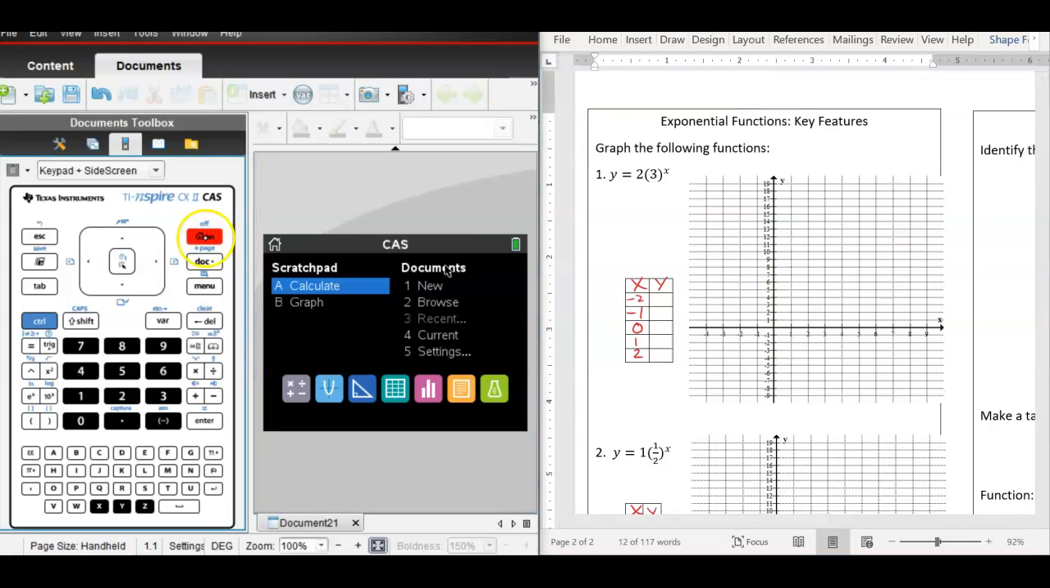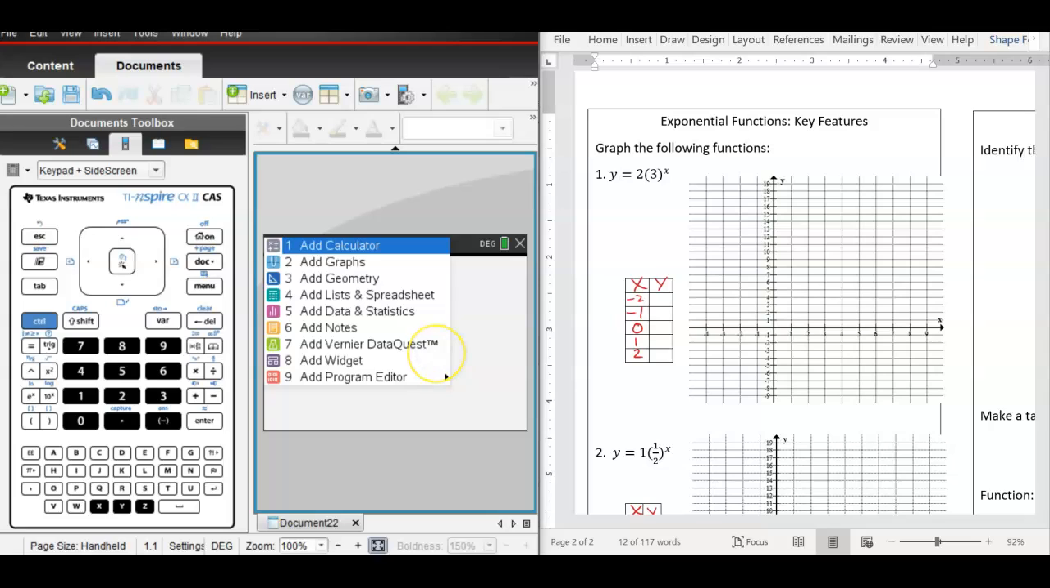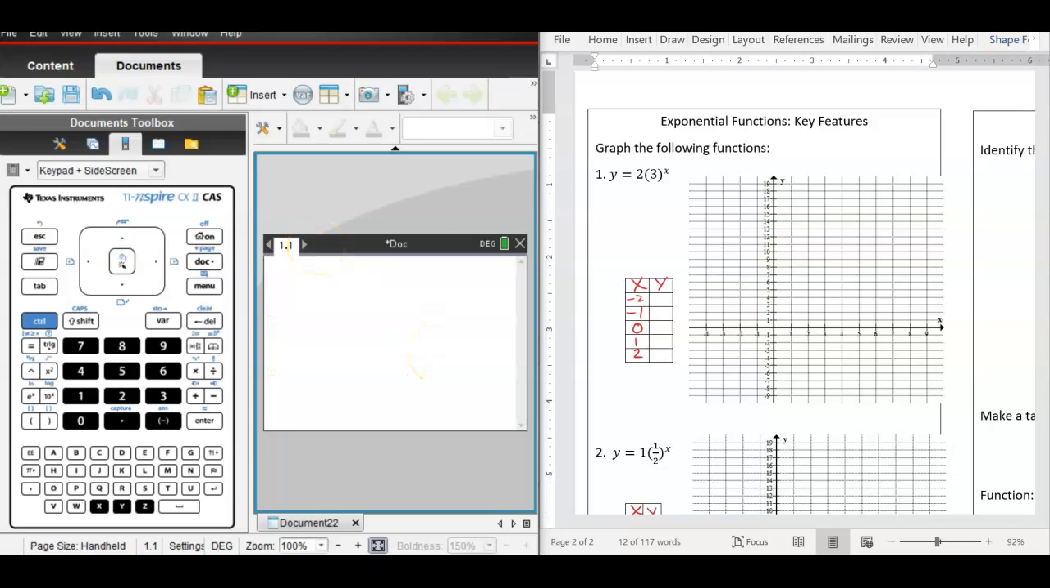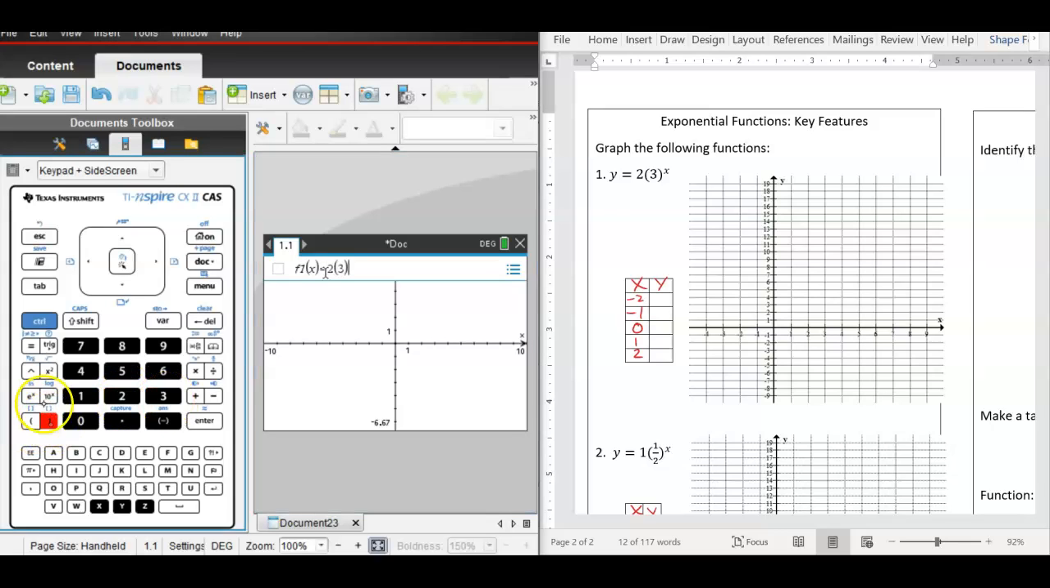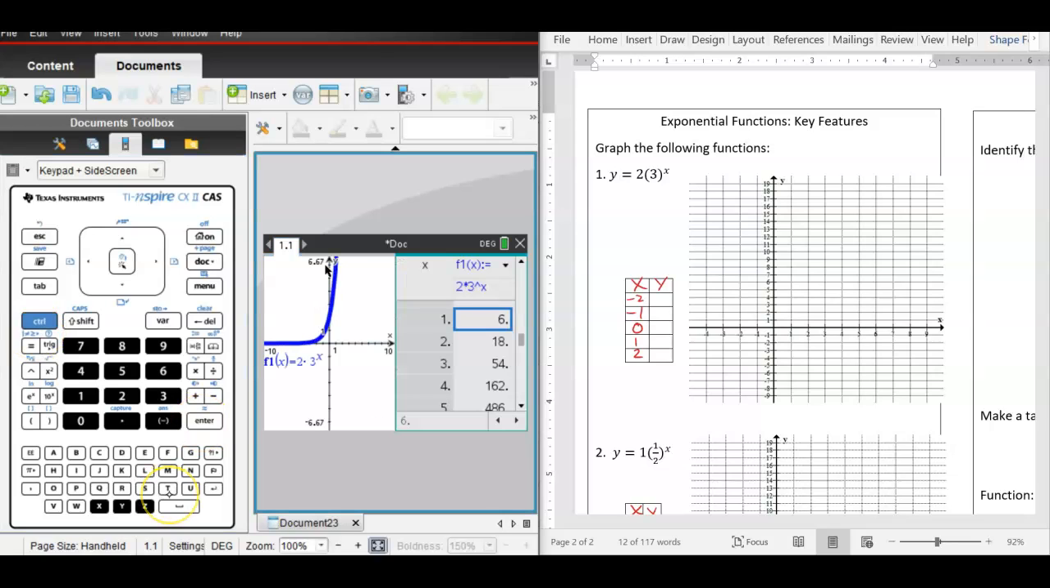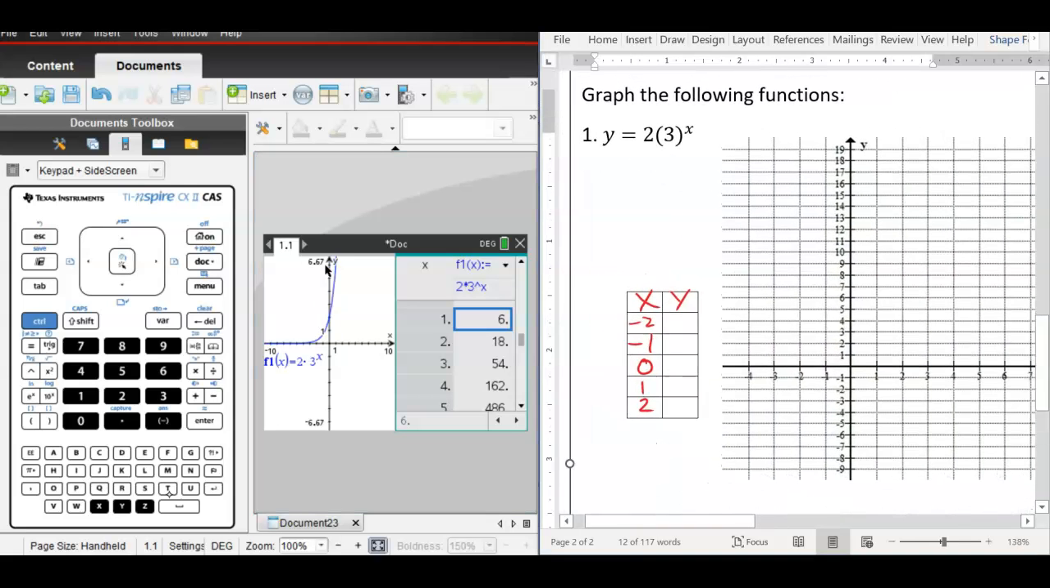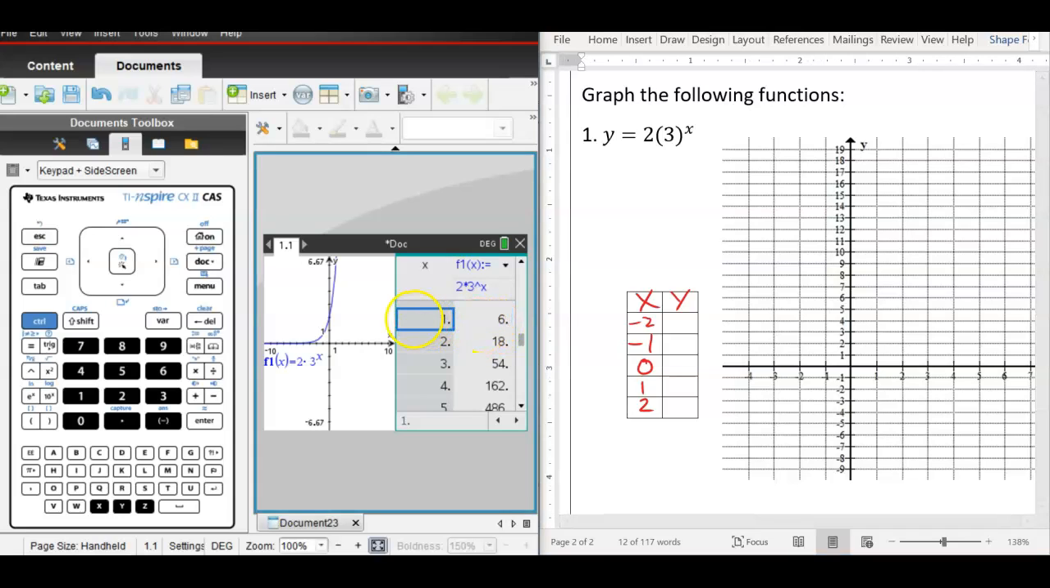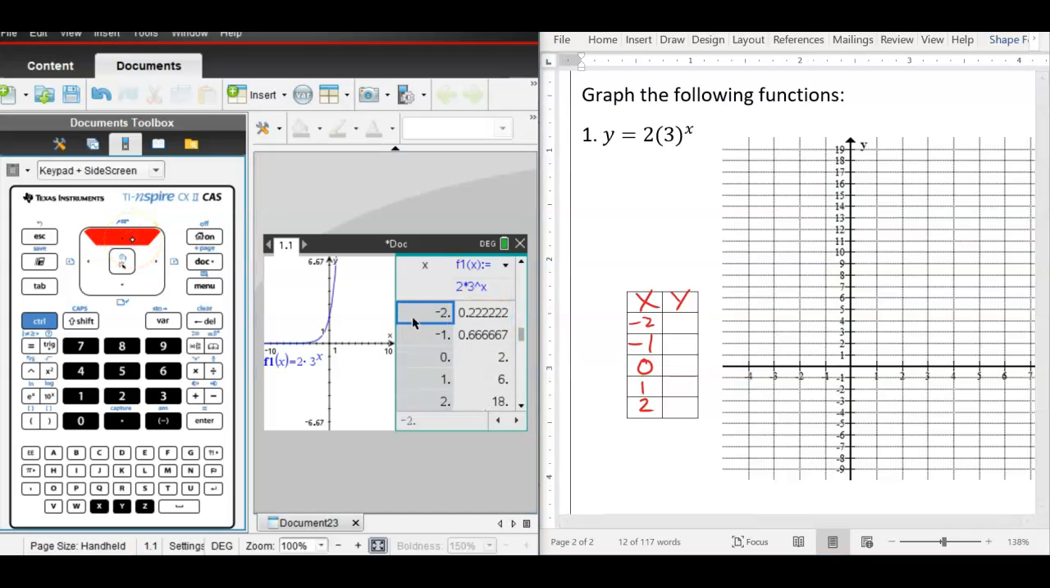So we do a new document. Don't save. Number 1. Sorry, number 2. My bad. 2 parentheses 3 to the power of X. Control T. Now, your table, like I said, you want to use -2. You want to go back up a little bit. So you got to go left and then up to -2. And that's what I'm going to type right here.